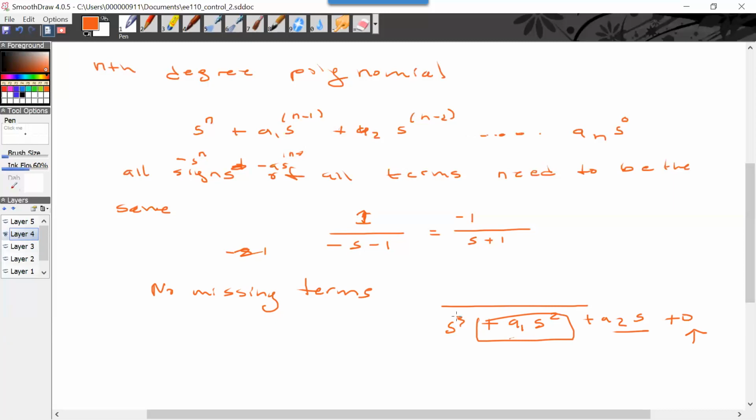Now, what if s cubed is missing? Well, it'll be in control if everything else is there, because it's not a third order system. It's really a second order system. Bit of a trick question there. We're going to use this kind of check to see what needs to be done to bring a system into control.